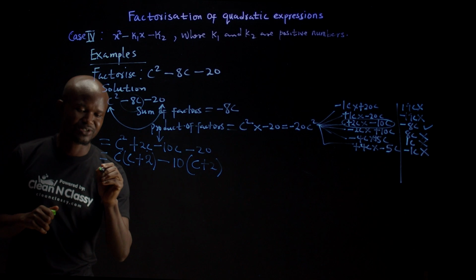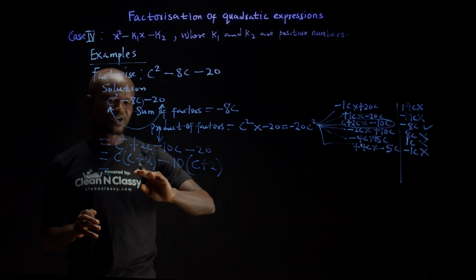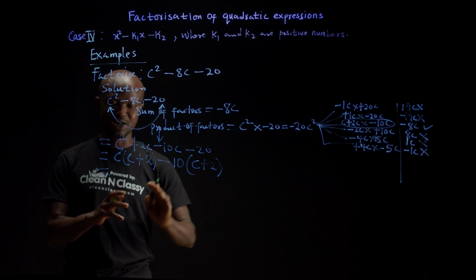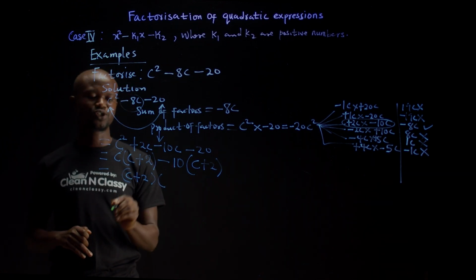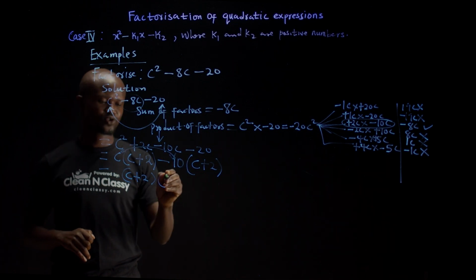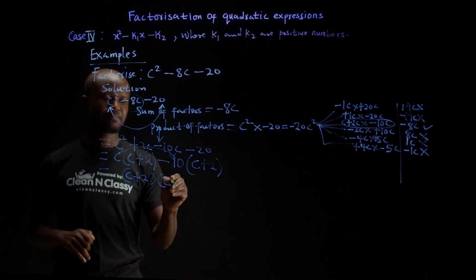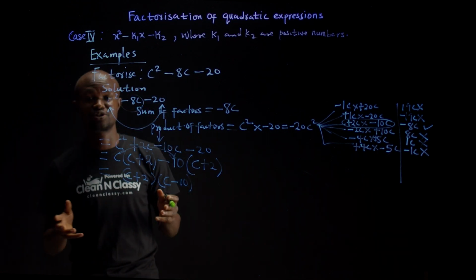We can now write our final answer. What we have inside this bracket is the same thing as this bracket, so we pick one of them, c plus 2. Then we combine this and this. So what do we have? That's c minus 10. So that is the solution to the problem. Thank you.